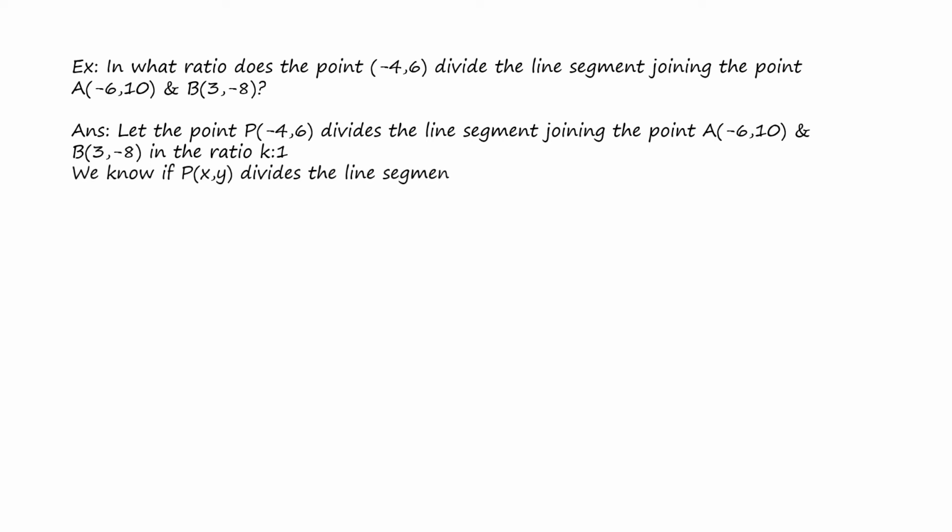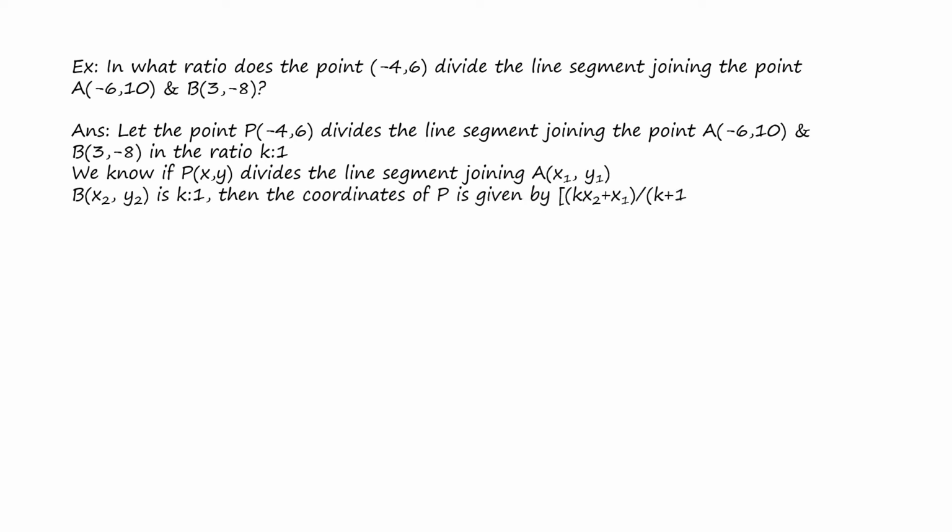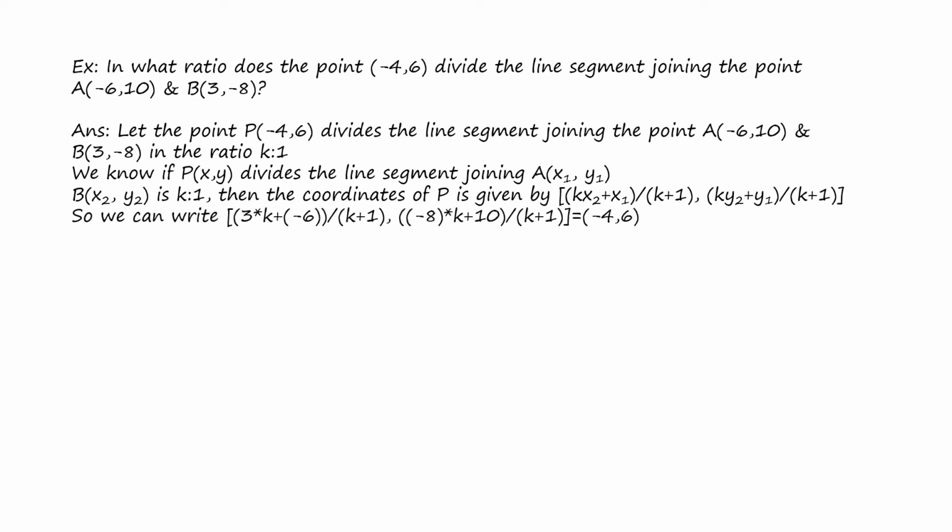We know if P(x, y) divides the line segment joining A(x1, y1) and B(x2, y2) in the ratio k is to 1, then the coordinates of P are given by (kx2 plus x1) divided by (k plus 1), (ky2 plus y1) divided by (k plus 1). So here we can write (3k minus 6) divided by (k plus 1), (minus 8k plus 10) divided by (k plus 1) equals (-4, 6).